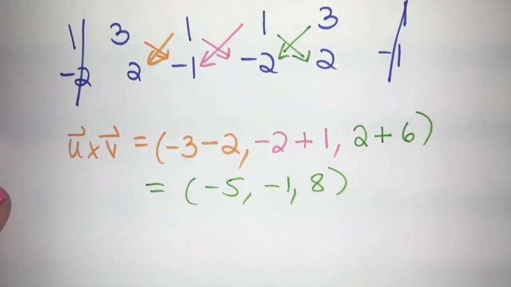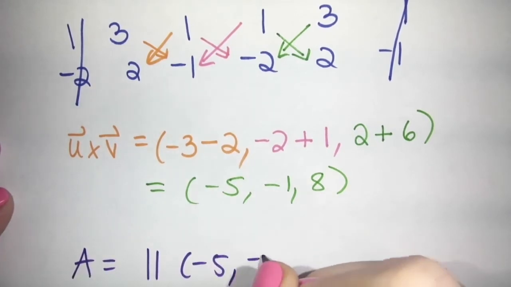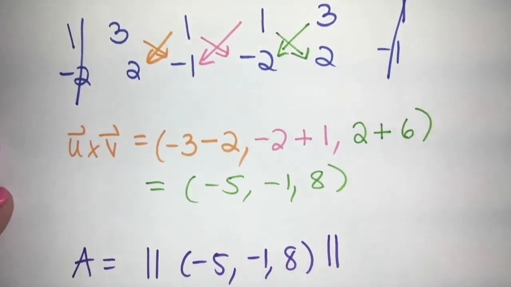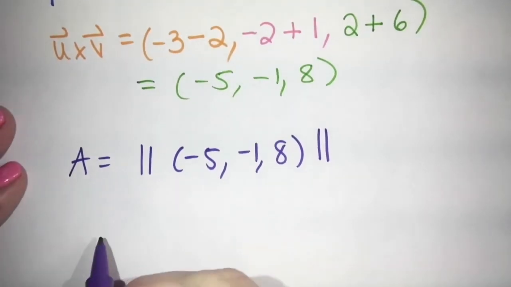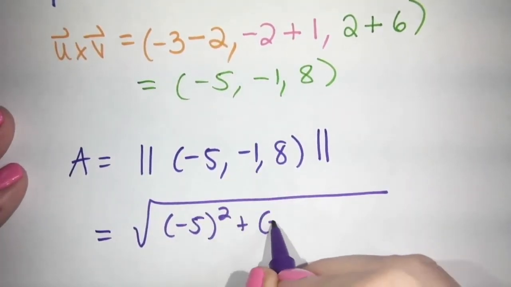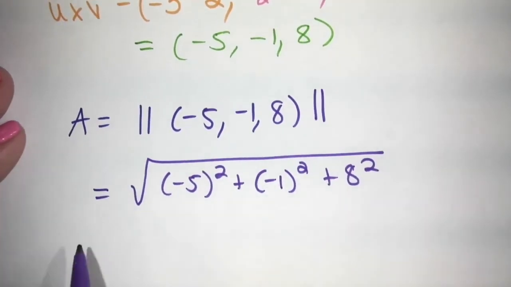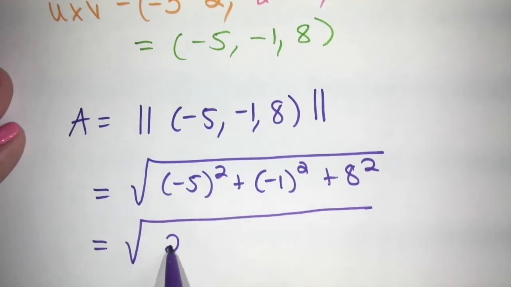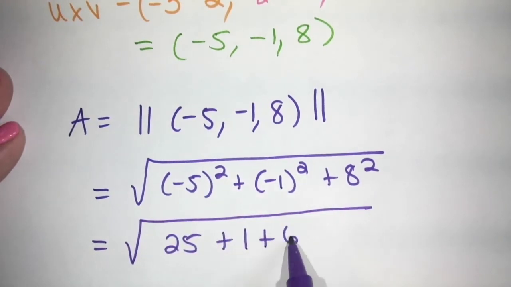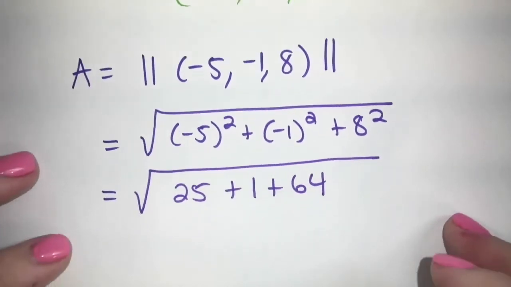And of course that doesn't look like an area, so we need to make sure that we remember to do the magnitude of it. So we need the magnitude of -5, -1, and 8. So we get square root -5 squared plus -1 squared plus 8 squared. And we get 25 plus 1 plus 64. And so that will be root 90.